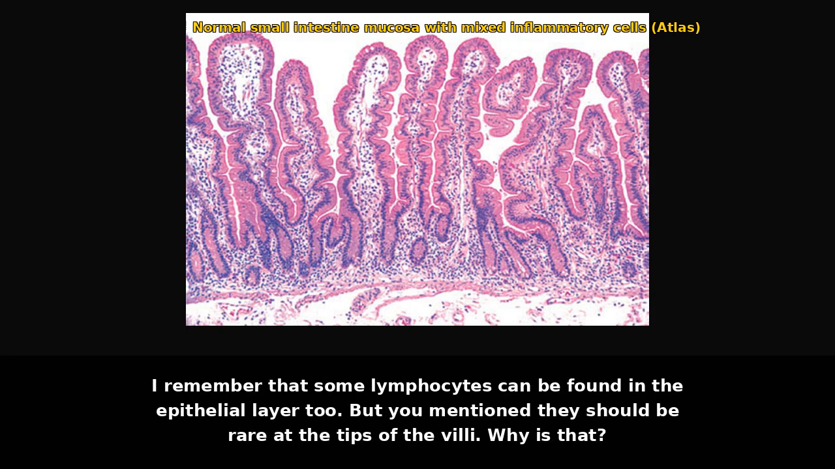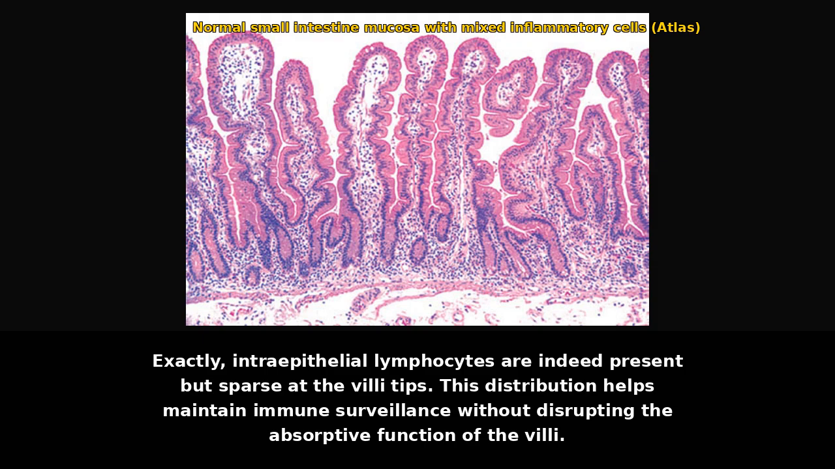And I remember that some lymphocytes can be found in the epithelial layer too. But you mentioned they should be rare at the tips of the villi. Why is that? Exactly. Intraepithelial lymphocytes are indeed present, but sparse at the villi tips. This distribution helps maintain immune surveillance without disrupting the absorptive function of the villi.